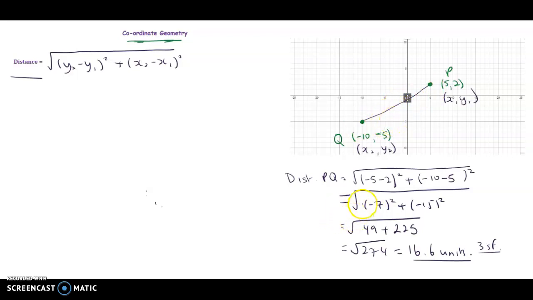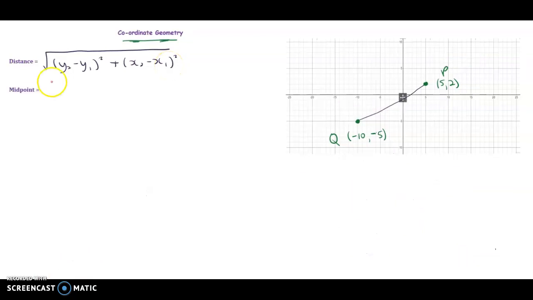Now what I did was I substituted this way, x1, y1, x2, y2. Now if you mix it up and put x1 on the Q, like you call this one x1, y1, and this one x2, y2, it will still work out and still give you the same answer. So now let me move on to another formula.